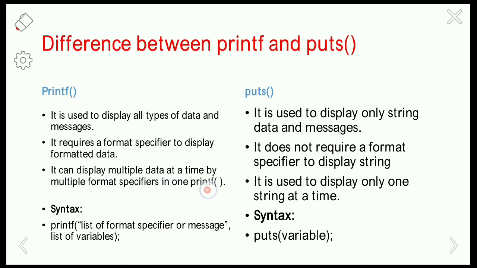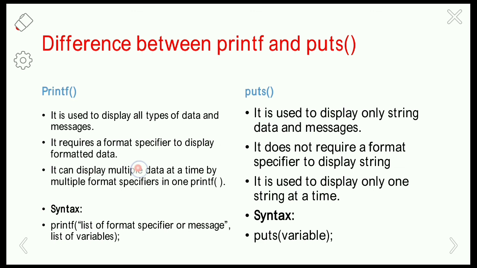Printf can display multiple data at a time using multiple format specifiers in one printf. If you want to print the age and the name of a person, you can print it using the printf function. But using the puts function, we cannot print age and name, because name is of string type and age is of int type, but we can print it using the printf function. So this is the difference between the printf and puts functions.